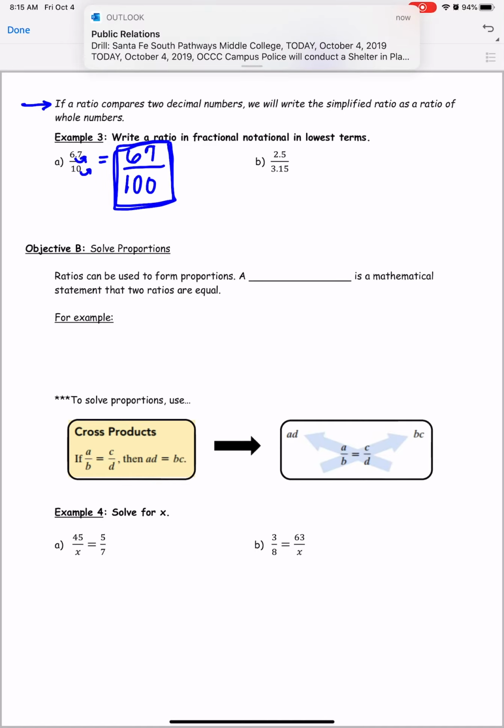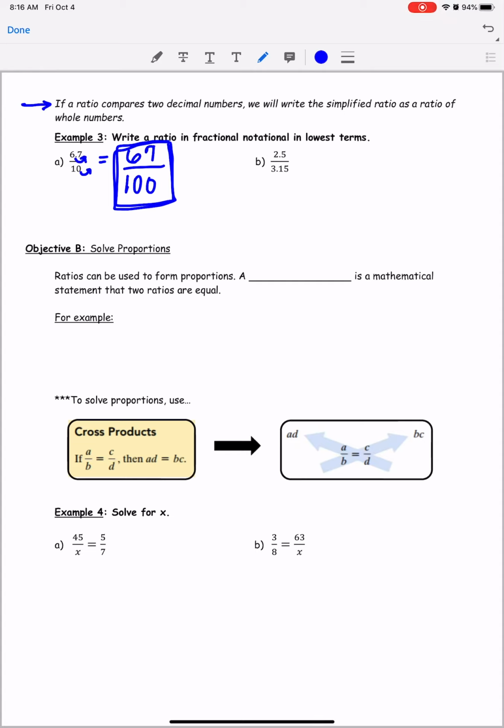Now, B, you've got two different decimals here. On this top one for that 2.5, all you need to do on that one is move it one time to get a whole number. But how many times do you need to move that decimal on that 3.15 to make it into a whole number? On that one, you've got to move it twice, right? You're taking this decimal and moving it 2 times to make that into a 315.